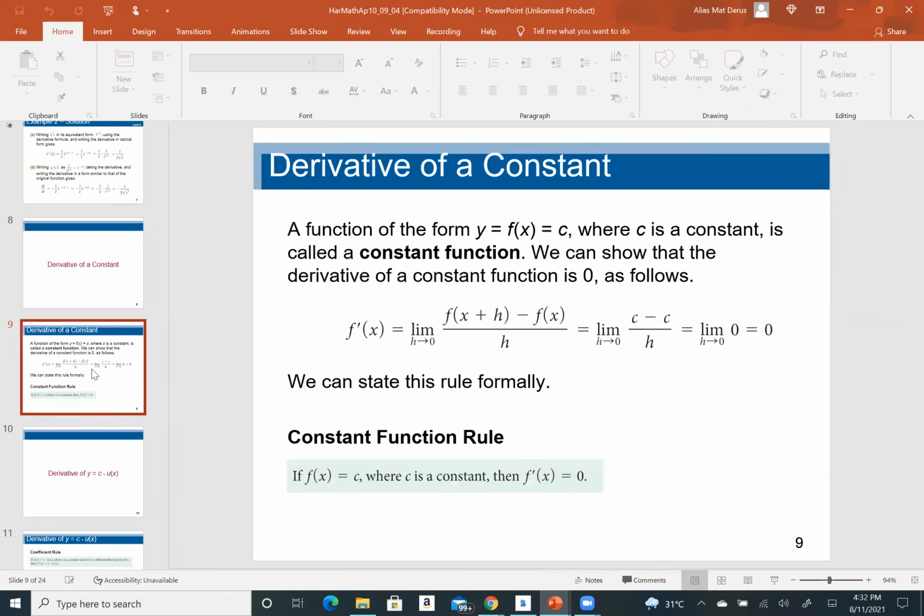Okay, so we call it the constant rule. You have a constant function, y or f of x equal to c, where c is a constant. So what is the derivative of a constant? It's just 0. Any constant, you take the derivative, that will be 0. So that is what you call the constant rule.